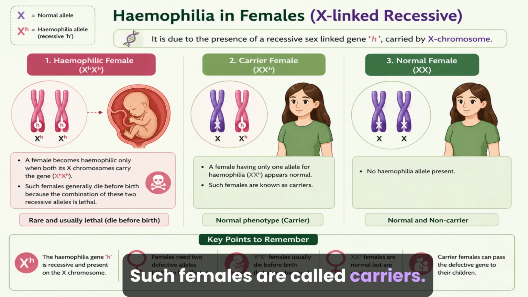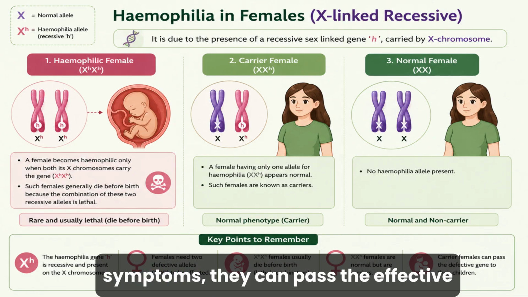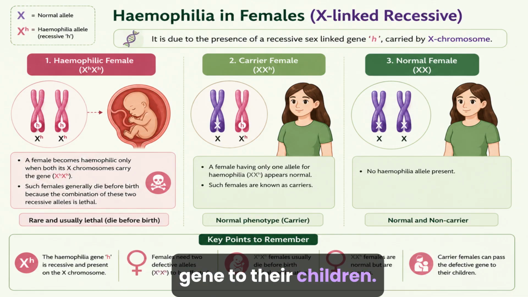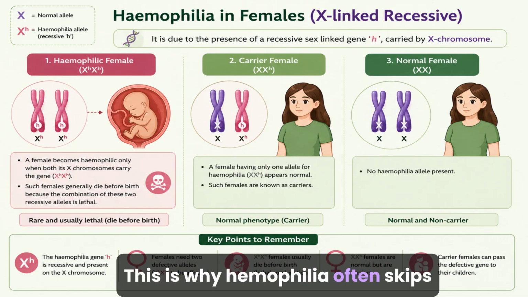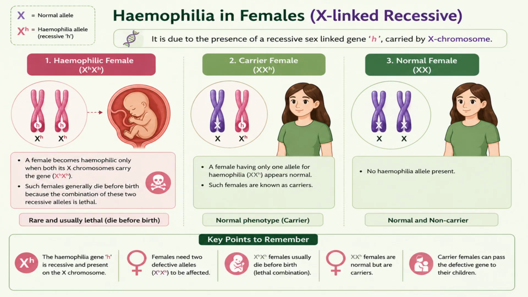Such females are called carriers. Although carriers do not usually show symptoms, they can pass the defective gene to their children. This is why haemophilia often skips generations and is commonly observed in male offspring.